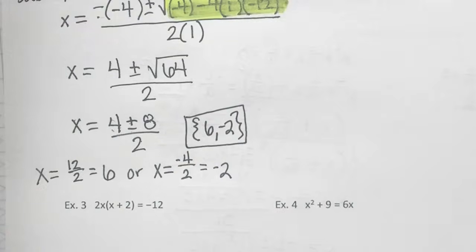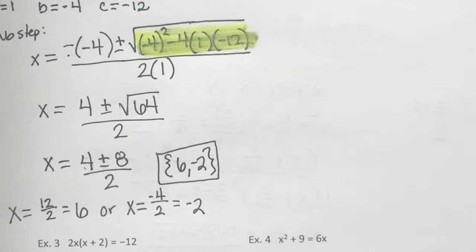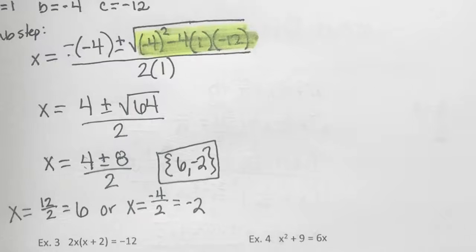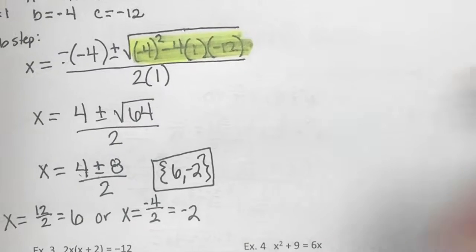Okay? That one happened to work out. Yes, you could factor it. This one was factorable. But using the quadratic formula gives us that. Is this how you did it in Algebra 1? Did you do it piece by piece like this? I hope so. I hope so.